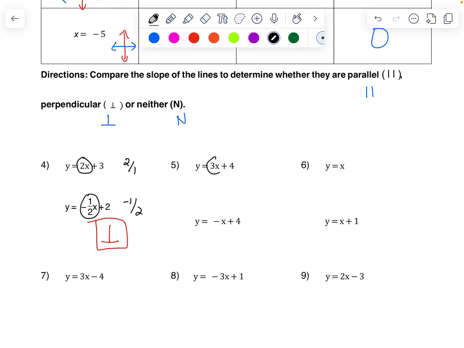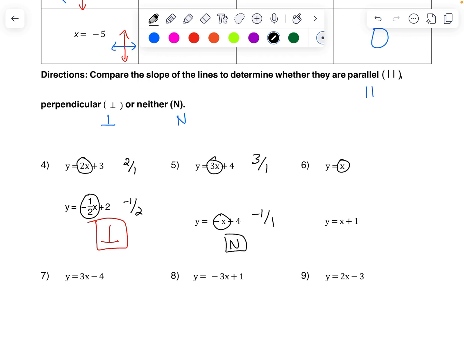Number 5, top slope is 3 over 1. Bottom slope is negative 1 over 1. They are opposite signs, but if I flip 3 over 1, it's not negative 1 over 1. They're not the exact same either, so this one is neither. They're not the same, and they're not opposite and reciprocal of each other, so it's neither.